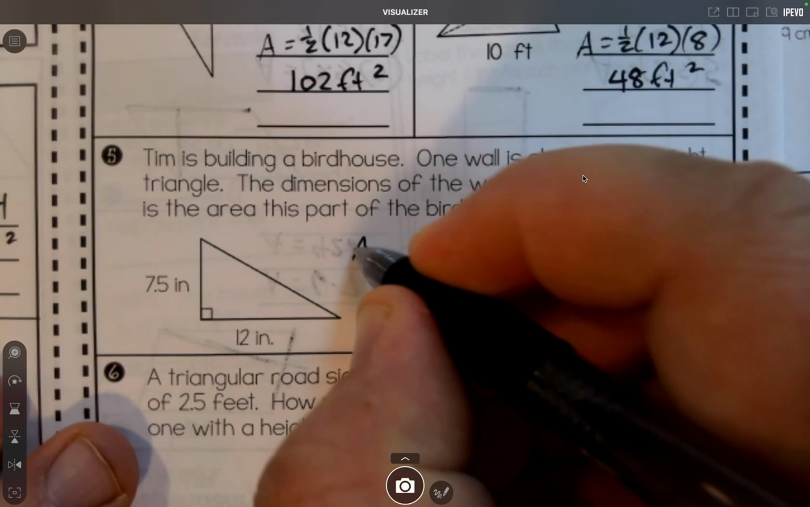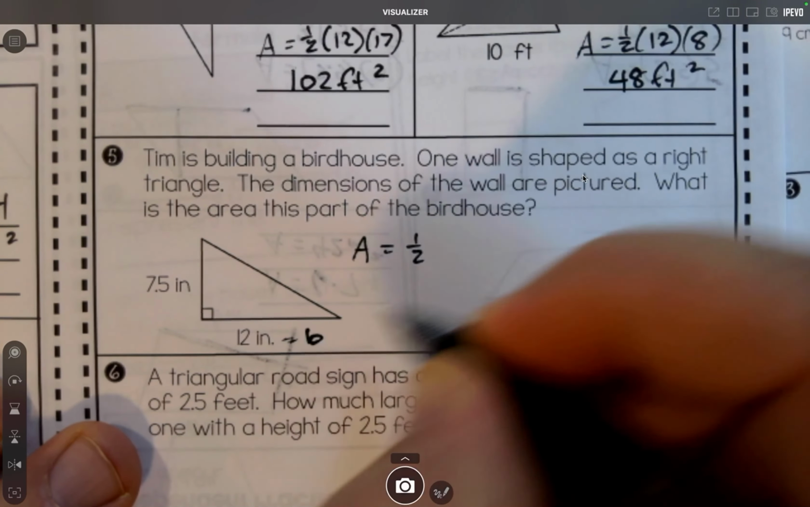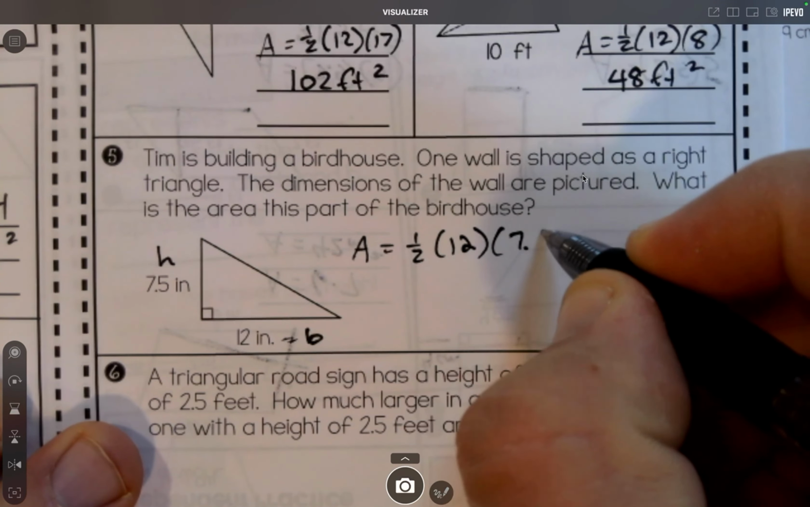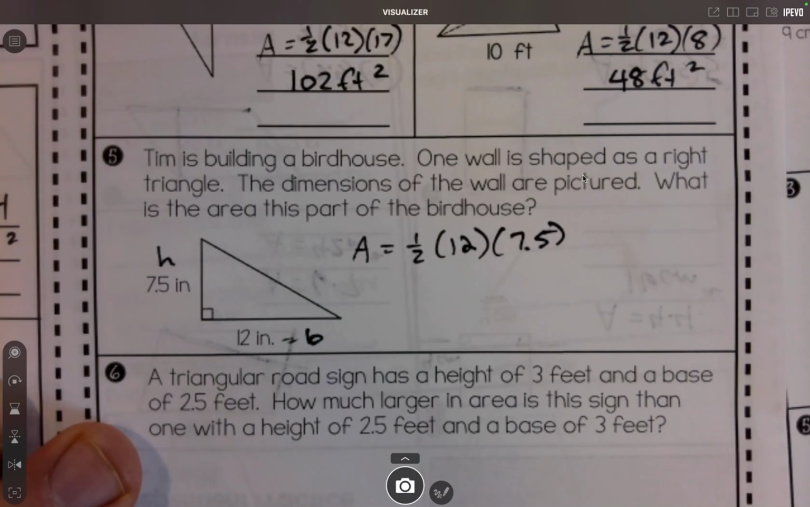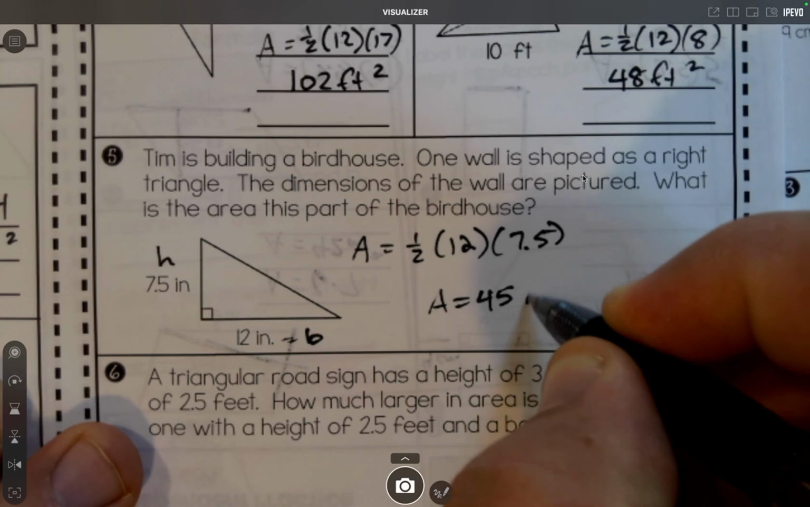So we have area equals 1/2 times the base, which is 12, times the height, which is 7.5. 1/2 of 12 is 6. 6 times 7.5 is 45 square inches.